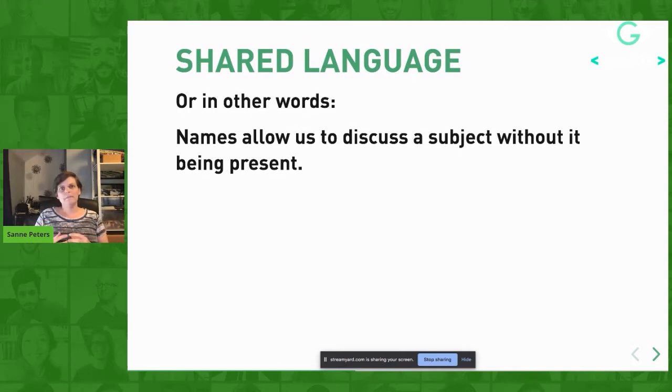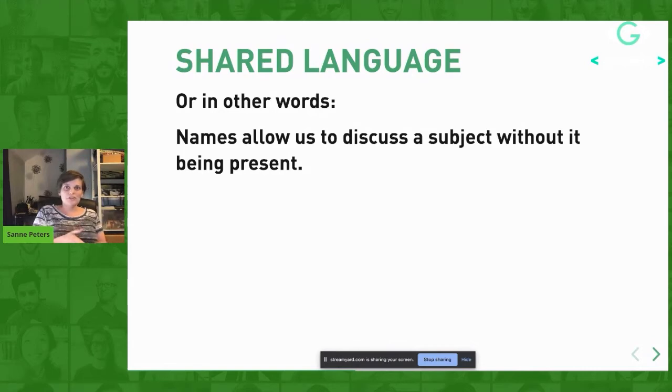Is actually, well, I said it wrong, sorry. So names allow us to discuss a subject without it being present. And that's very philosophical, I know, but I'm getting to it. For instance, if you want to talk about John from accounting and how he's really into bonsai, I would really like to challenge you to try and do that without any use of names or even examples, because examples include names.